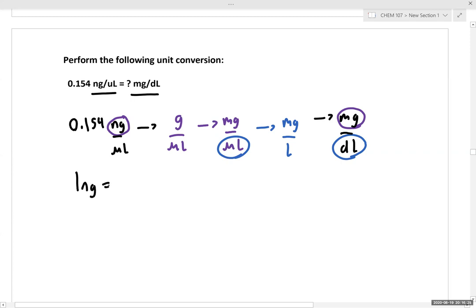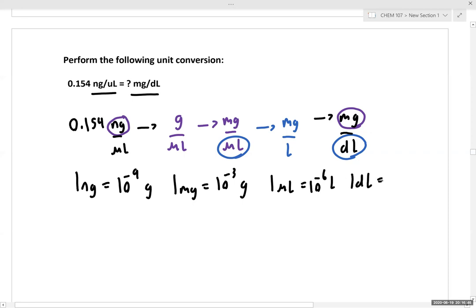So 1 nanogram is equal to 10 to the negative 9th gram. 1 milligram is equal to 10 to the negative 3rd gram. 1 microliter is equal to 10 to the negative 6th liter. And what does a deciliter equal? 10 to the negative 1st. Wonderful.